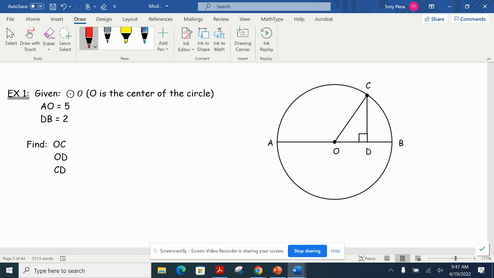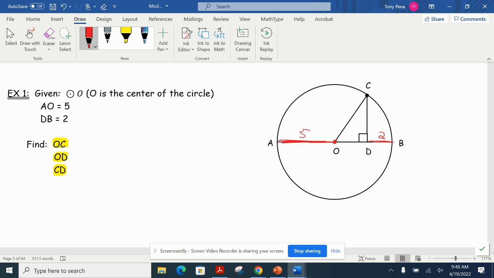You were told that you have circle O. So here, O is the center. A circle is always named by the center of it. In this case, it's an O. You were told that if I went from A to O, this length right here is 5. Then you were told that if you went from D to B, so if we go from right here to here, that length is a 2. So find OC, OD, CD.